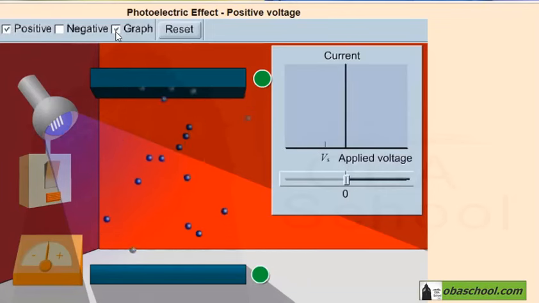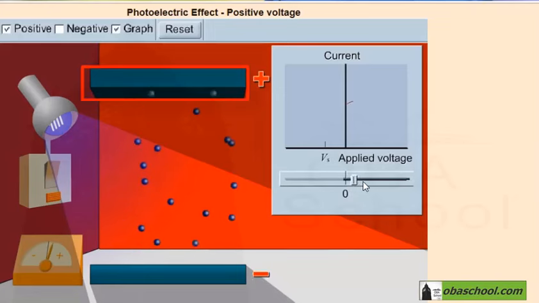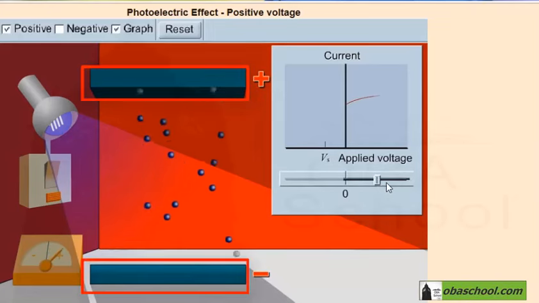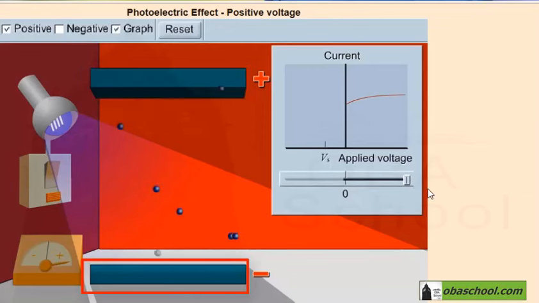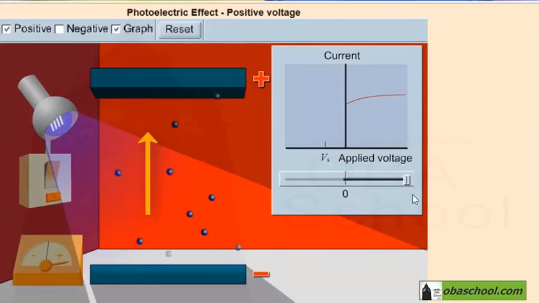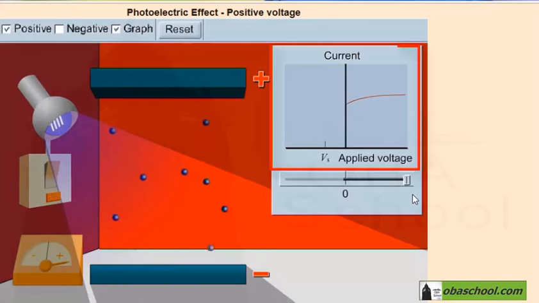Next, we move the applied voltage slider to the right to apply positive voltage to the plates. This turns the upper plate positive and the lower one negative, so that emitted electrons experience an upward force of attraction. The graph that appears shows a current voltage curve.